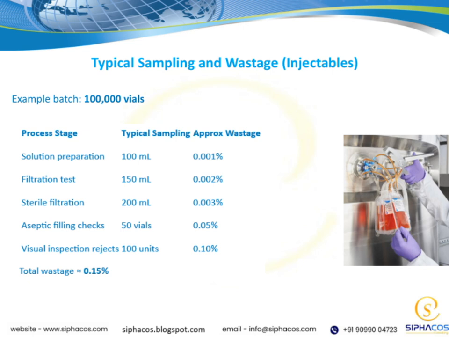These factors are essential to consider because they impact the overall yield and efficiency of the production process. Understanding the typical levels of sampling and wastage helps us plan better and ensure that we maintain quality while minimizing losses. It also highlights the importance of accurate forecasting and process control to keep wastage within acceptable limits.